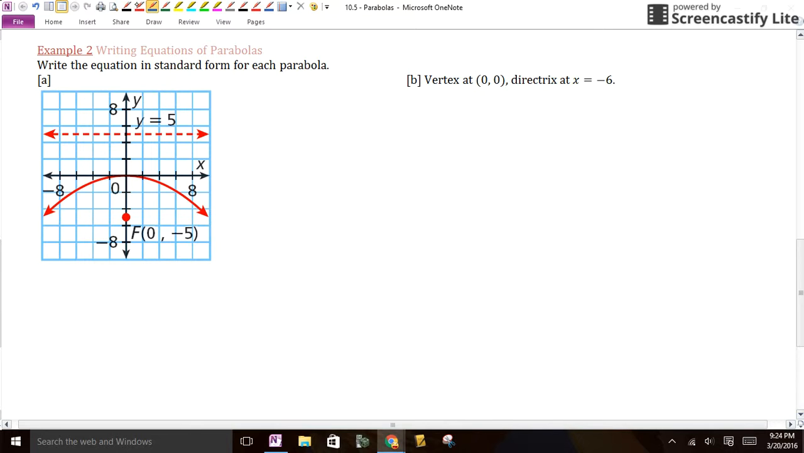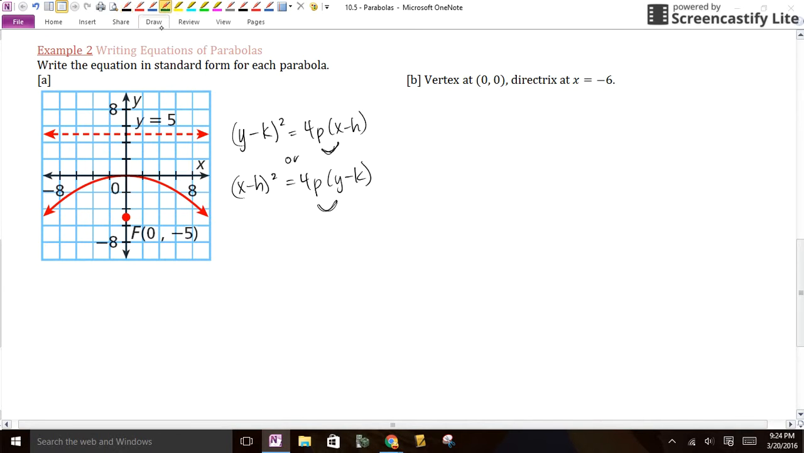So the one thing you want to know is your brain's got to go, all right, it's a parabola. This is either y minus k squared equals 4p times x minus h, or it's x minus h squared equals 4p times y minus k. And the big thing to notice is, again, that p value relationship. If it looks like the focus was going in the x direction from the vertex, then I want you to use the top one. If it looks like the focus is going in the y direction, I want you to use the bottom one.